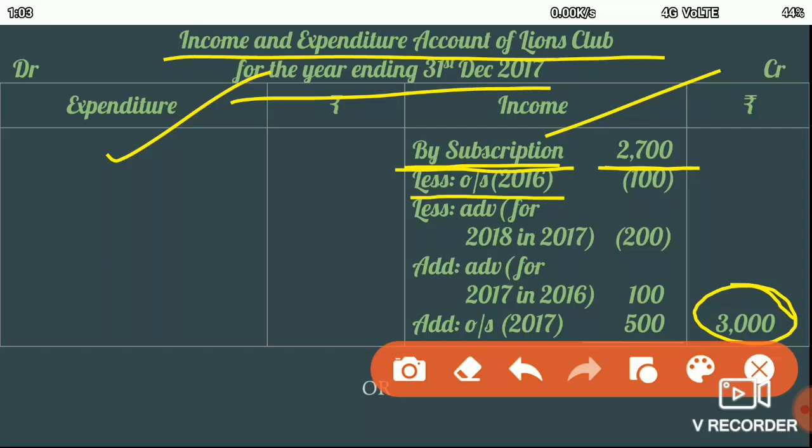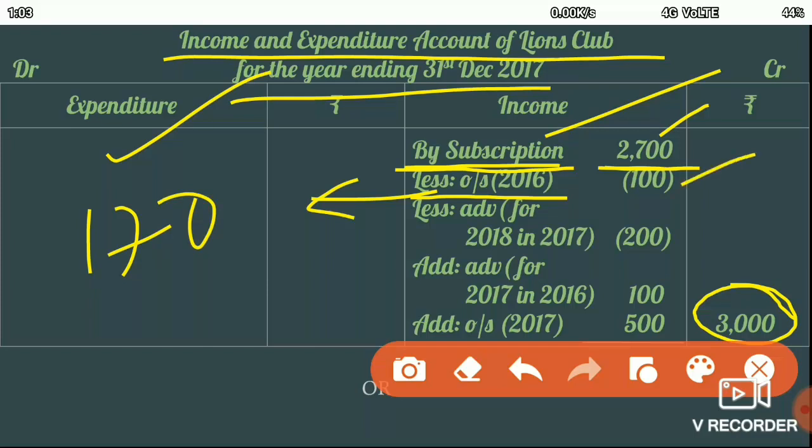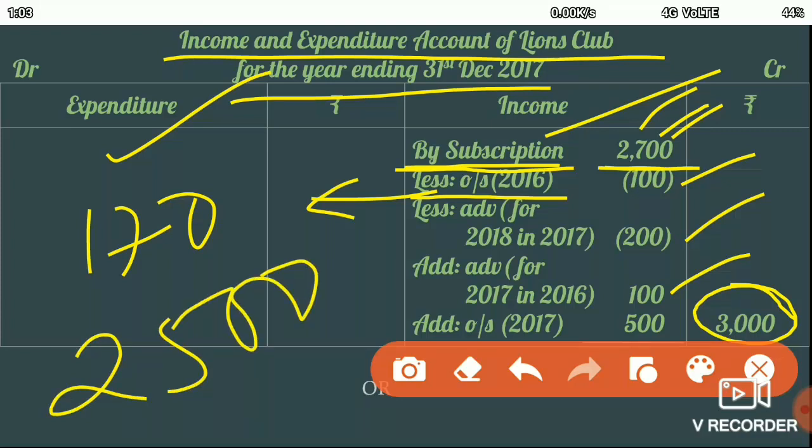Then we deduct the outstanding, which is included in this 2,700. The actual outstanding was 170, but the amount received was 100 rupees. This is the outstanding of the previous year, which is there in this 2,700. So we are removing that. Then 200 rupees also we are removing because it is included in 2,700 and it is for the next year. Then we add the advance which was received in the previous year for the current year. After that, we get a total of 2,500, and the difference is 500 rupees, which we need to calculate. So our outstanding for the current year is 500 rupees.